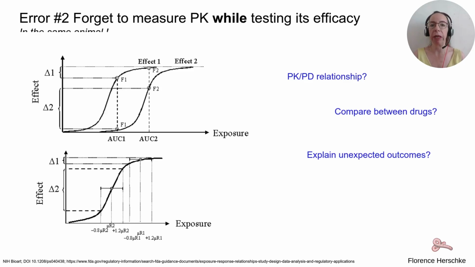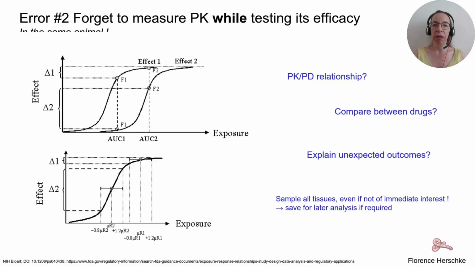Also, how will you explain unexpected outcomes? Let's assume you were hoping to see efficacy and you don't. Maybe it is because of, again, PK exposure. One important point here, again, is to sample all tissues, even if they are not of immediate interest. Please save them for later and analyze them if required. That will avoid that you have to repeat the entire experiment just because you missed one tissue.